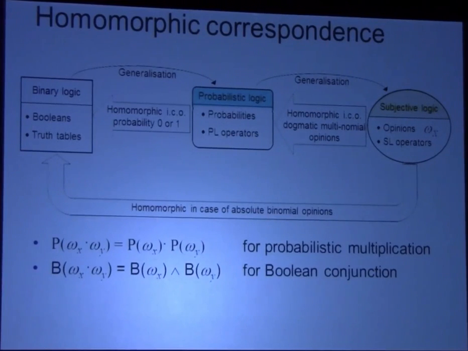Similarly, if you only allow absolute opinions, that's opinions which are in the right-hand corner of the triangle or in the left-hand corner of the triangle, they are equivalent to Boolean false or true. Then the Boolean value of the AND function is equal to the AND function of the Boolean values. So this is a homomorphic correspondence.